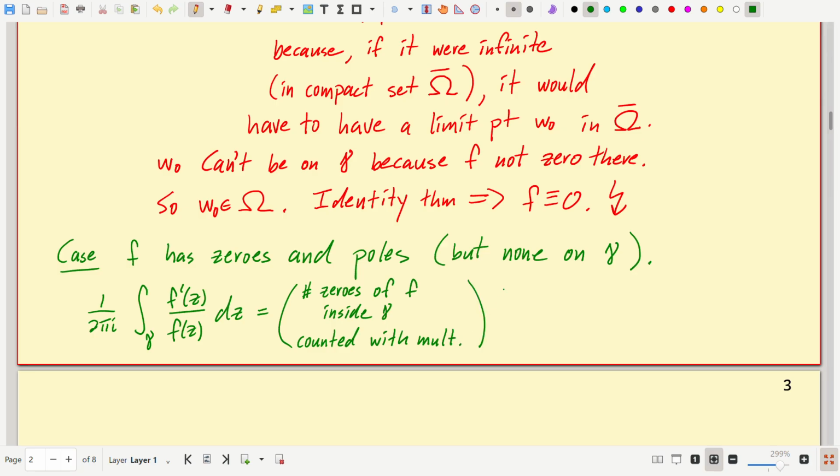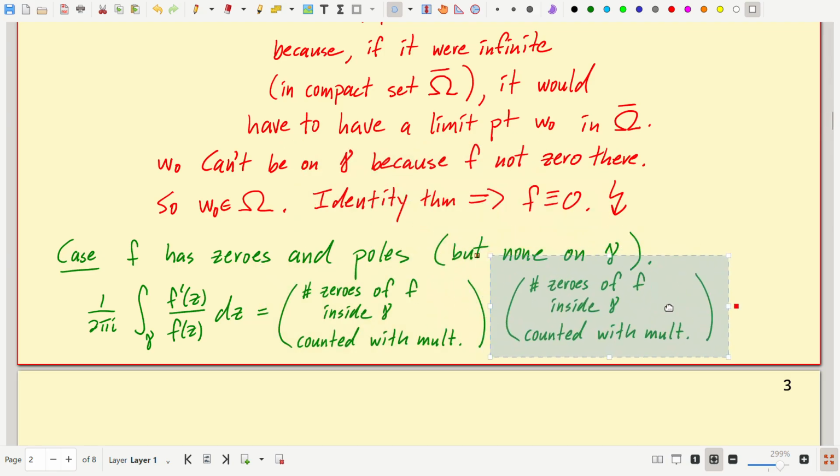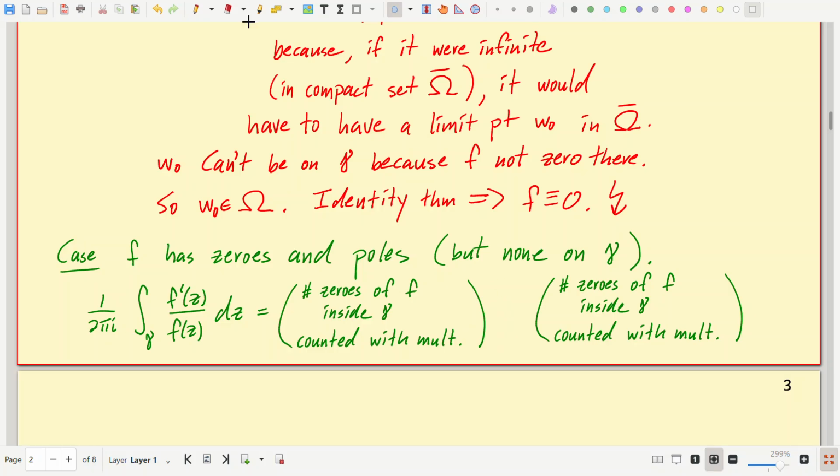And then you get the same thing but with poles, except there'd be a minus sign in front of that one. So this would be a minus that, and instead of zeros, it would be the number of poles you'd count, and that'd be counted with order instead of multiplicity. And that's just because of that observation about the residue and using the residue theorem.